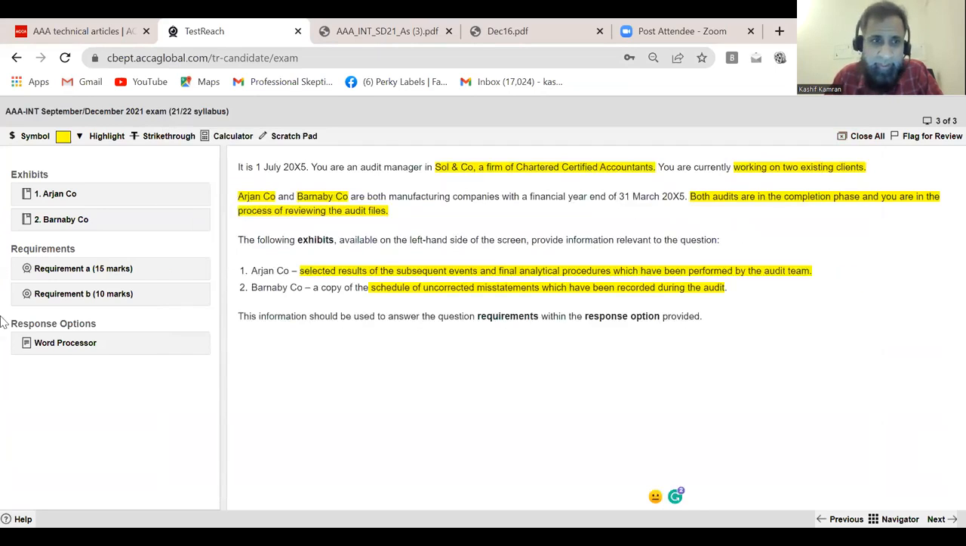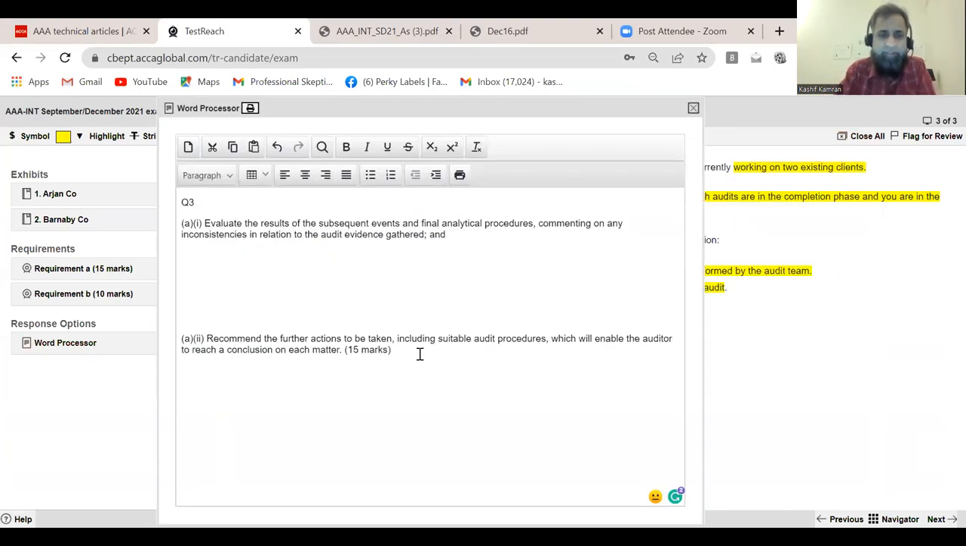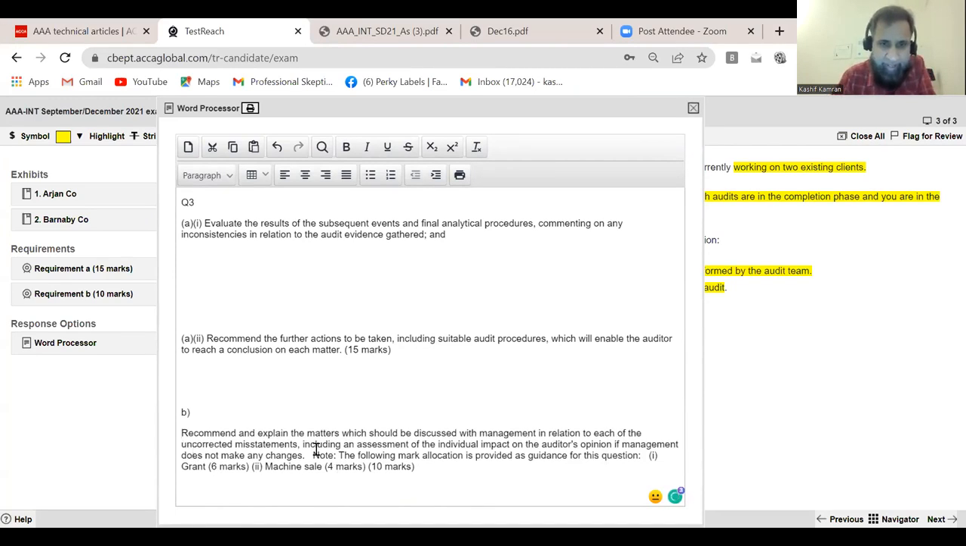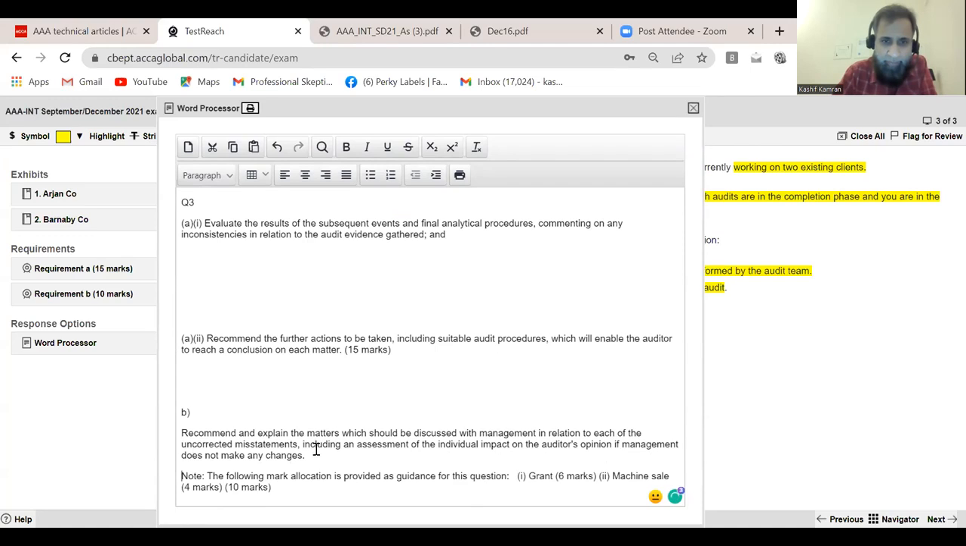So Control C, you take it back to the word processor, and in the word processor, you say, okay, this is the B requirement now, and this is what the examiner wants to be done in the B requirement, and you set up the answer in the exam paper. Please ensure you look at the note number carefully, because the note number is telling you you have 6 marks for grant and 4 marks for machine.